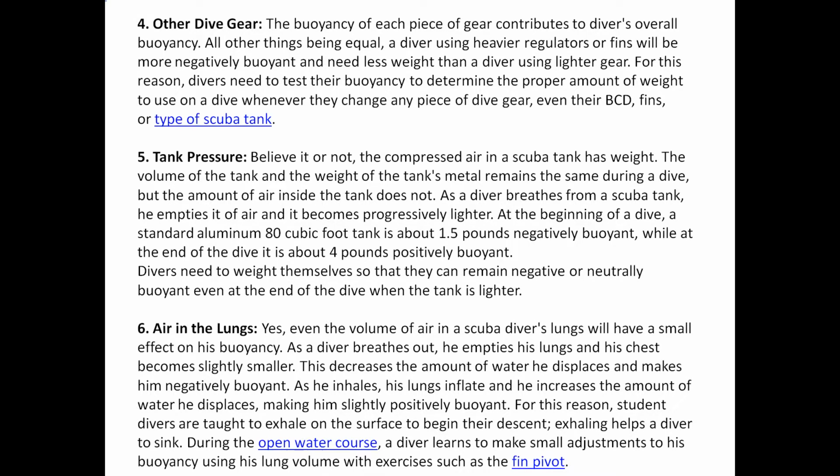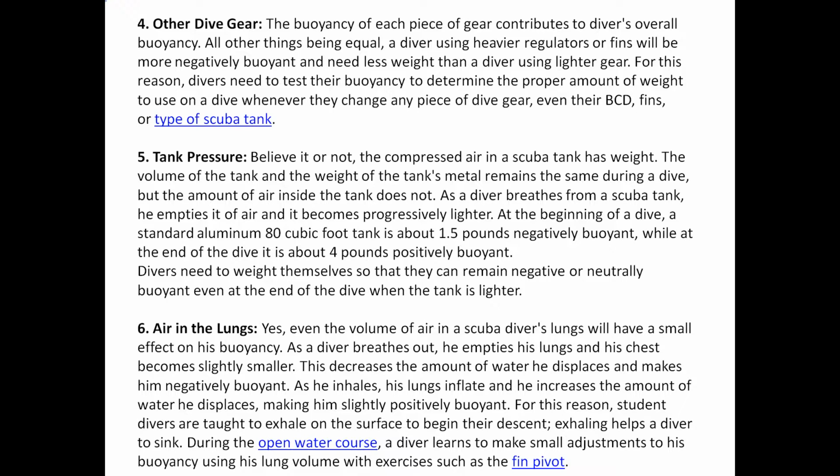Air in the lungs. Even the volume of air in a scuba diver's lungs will have a small effect on his buoyancy. As the diver breathes out, he empties his lungs and his chest becomes slightly smaller. This decreases the amount of water he displaces and makes him negatively buoyant. As he inhales, his lungs inflate and he increases the amount of water he displaces, making him slightly positively buoyant. For this reason, scuba divers are taught to exhale on the surface to begin their descent. Exhaling helps a diver to sink.